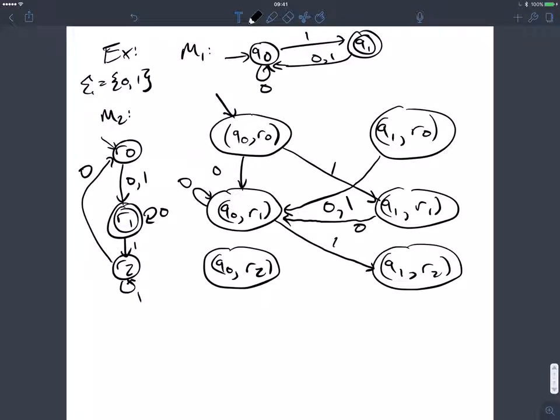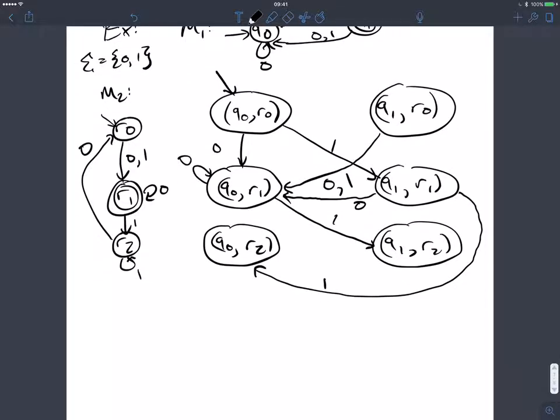All right, so Q1, R1 on input 1. Q1 goes where? Q0 always. R1 goes where on 1? R2. So I'm going to make this easier and come around here. No one said lines have to be straight. Yeah, except geometry. All right.